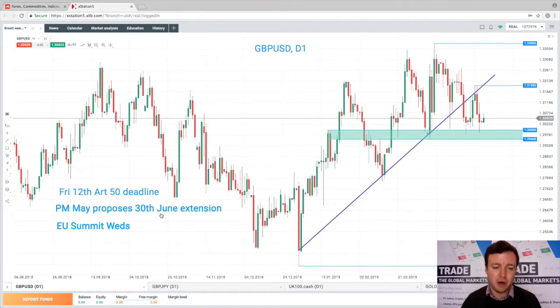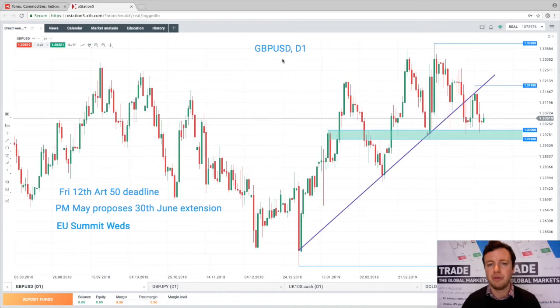Just to bear in mind as well, whilst this extension is expected to be passed to some extent, if it does not get passed, then this could be a negative reaction for the pound and we could see some significant downside come Friday if there's not an alternative and the UK crashes out of the EU with a no deal.